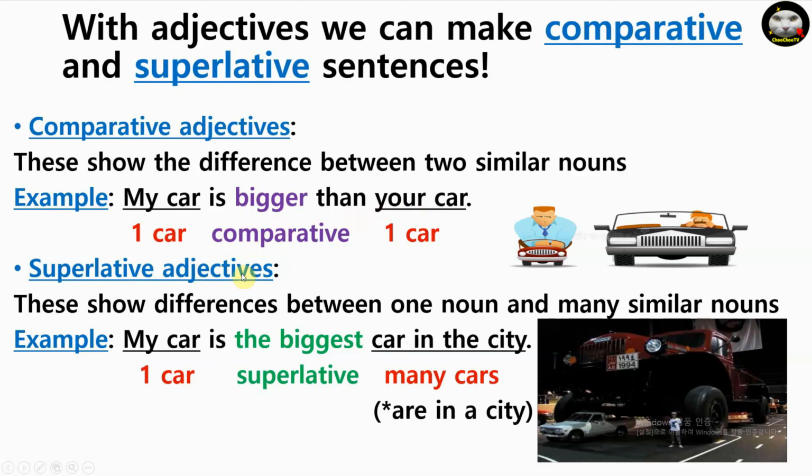But a superlative adjective can show the difference between one noun and many similar nouns. So for example, we have my car again, one noun, is the biggest car in the city. In context, there are many cars in the city. So this is many nouns. So my car is being compared to many cars, and this becomes a superlative. And so it's the biggest, the number one big car in the city.